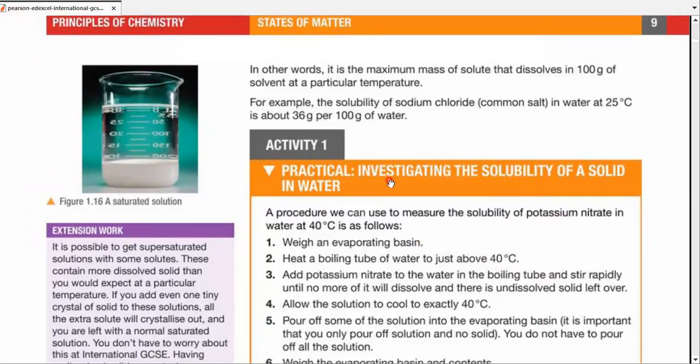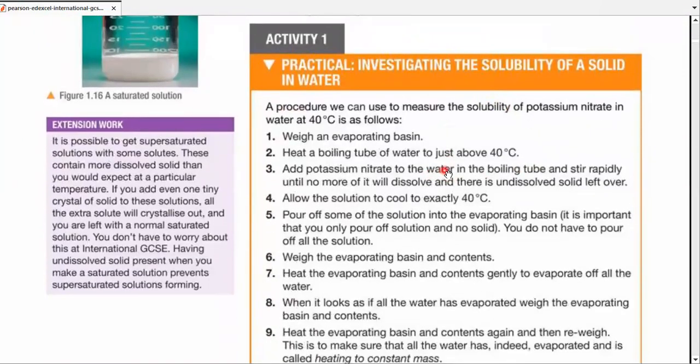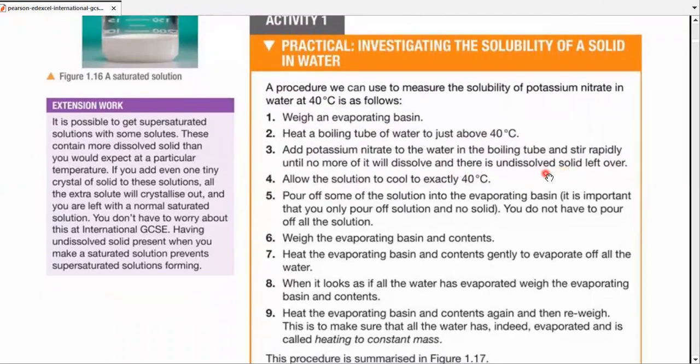And you can go for a practical investigation of the solubility of a solid in water. That can be easily done at any specific temperature. Let's consider an example. In this procedure, we measure the solubility of potassium nitrate at 40 degrees centigrade, the solvent being water. We weigh an evaporating basin. We heat a boiling tube of water to just above 40 degrees centigrade. We add potassium nitrate to the water and stir rapidly until no more dissolves and undissolved solid is left over, which makes sure we have formed the saturated solution. Now allow the solution to cool to exactly 40 degrees centigrade.